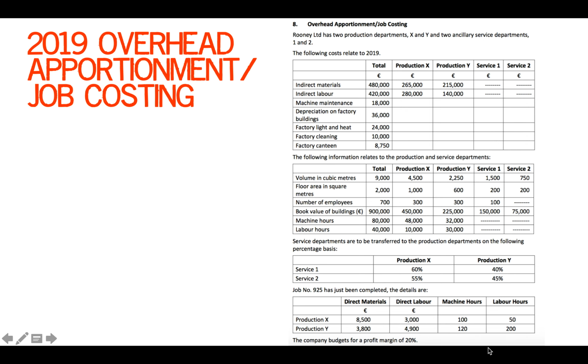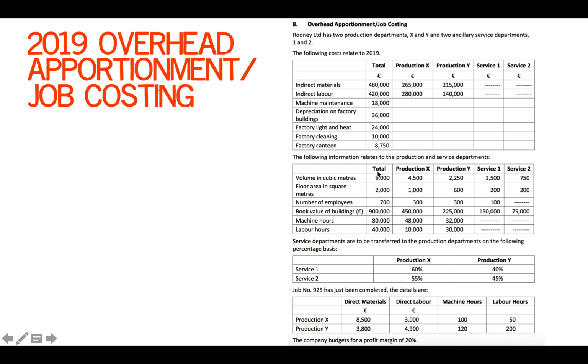You can see there we've got indirect materials and indirect labour, with your total amounts, and they're split up into production X and production Y, and there is none in service 1 or service 2. Then you've got machine maintenance, total cost 18,000, depreciation of factory buildings, total cost 36,000, factory light and heat, total cost 24,000, factory cleaning, total cost 10,000, factory canteen, total cost 8,750. The following information relates to the production and service departments.